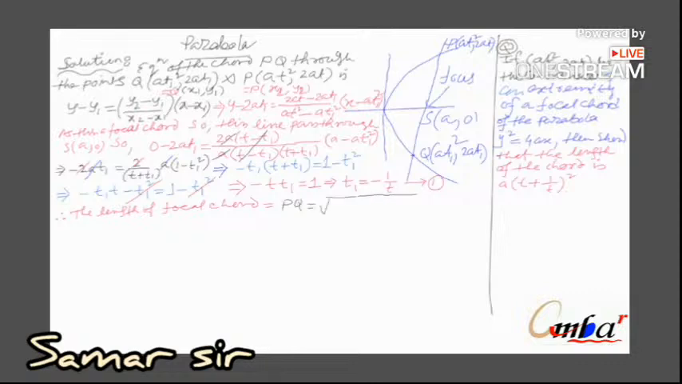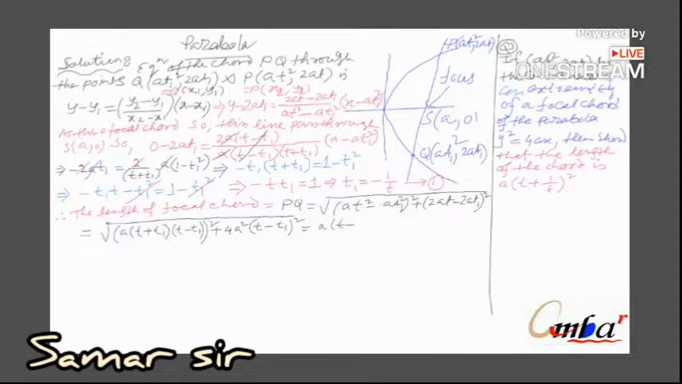Now length of chord PQ, the focal chord of PQ. So you use the formula of distance, that is x2 minus x1 whole square plus y2 minus y1 whole square. Take as the coordinate of P and Q, that is at square minus at1 square whole square plus 2at minus 2at1 whole square. Okay, then take common and factorize: a into t plus t1, t minus t1 whole square, 4a square into t minus t1 whole square.